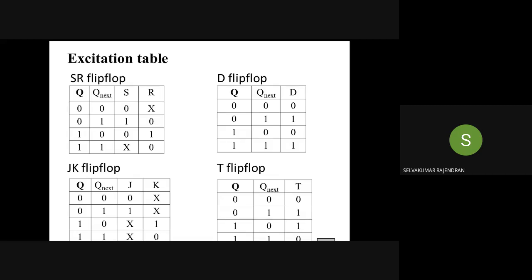So in the next session, we will see how to realize one type of flip flop from another type of flip flop. It is possible to construct JK flip flop using D flip flop, T flip flop using D flip flop, JK flip flop using SR flip flop, like that. One type of flip flop can be realized from another type of flip flop. So that will be discussed in the next session.